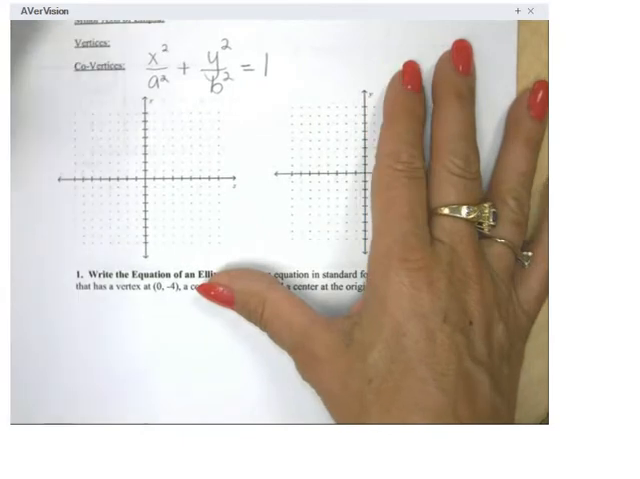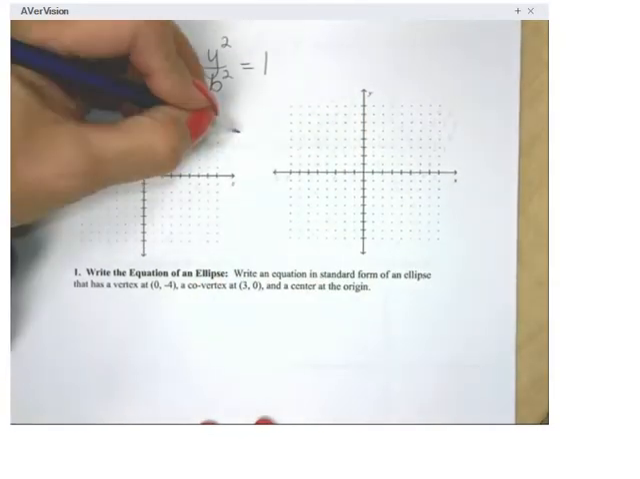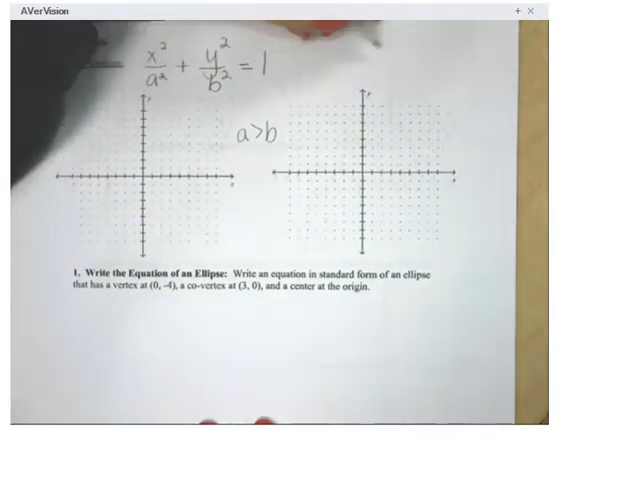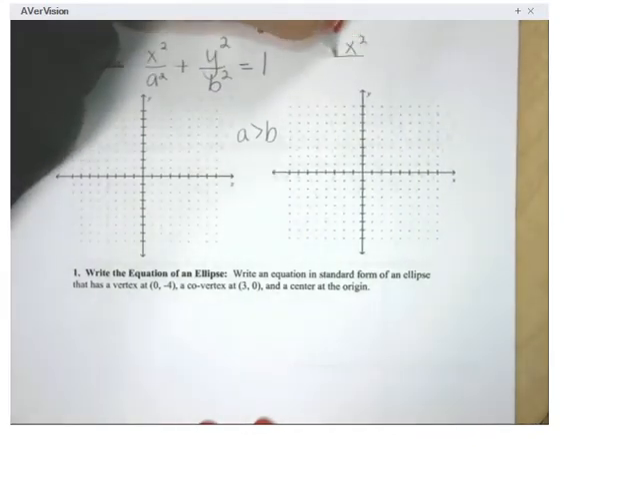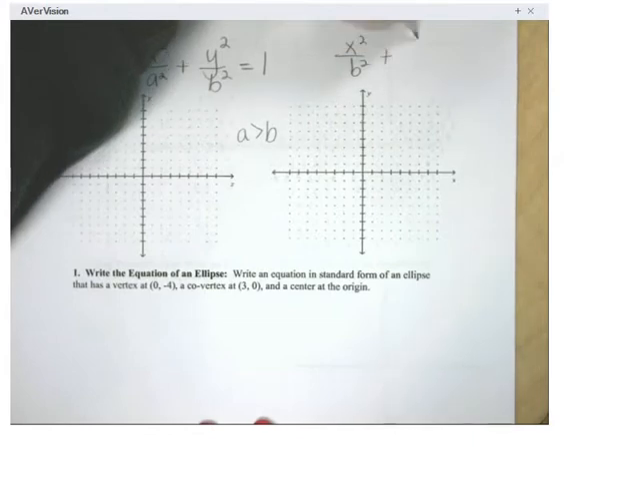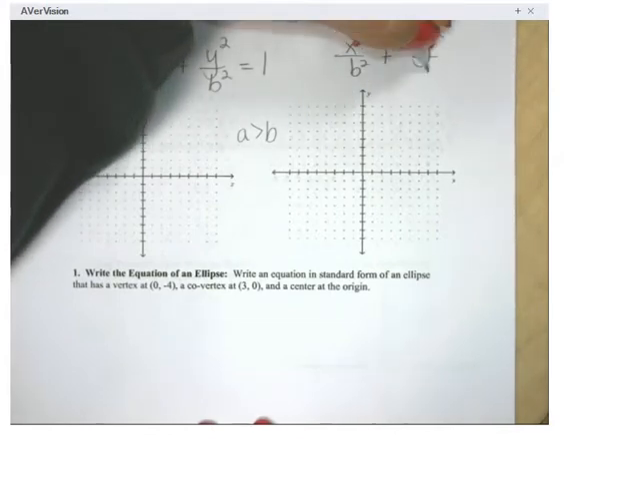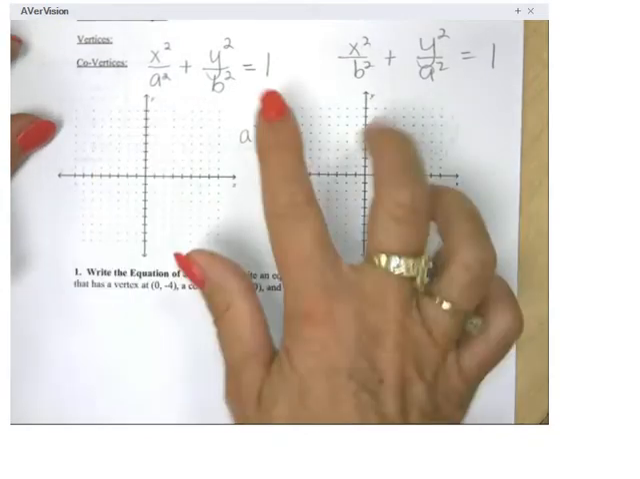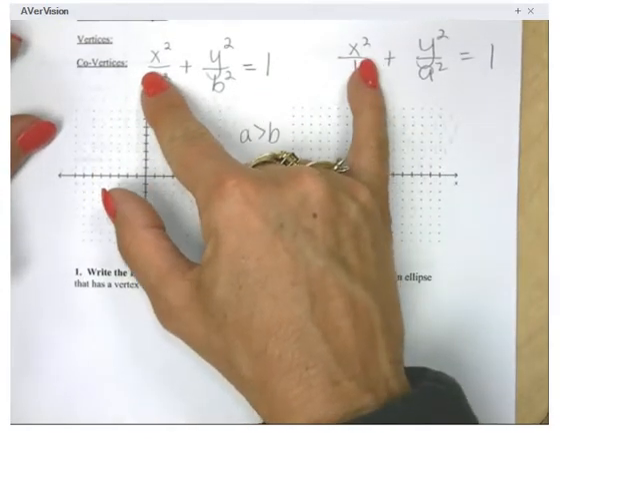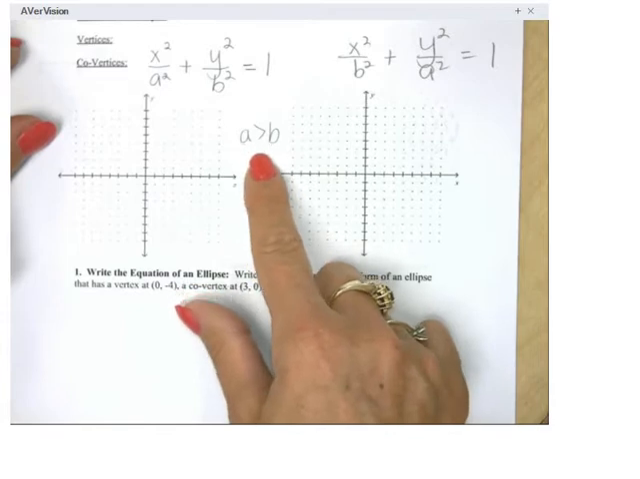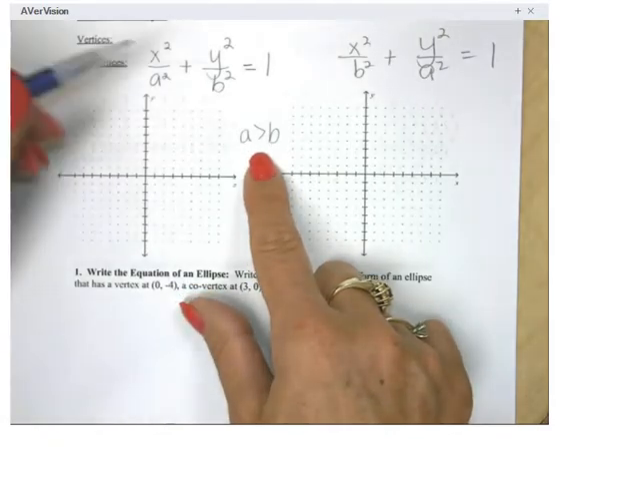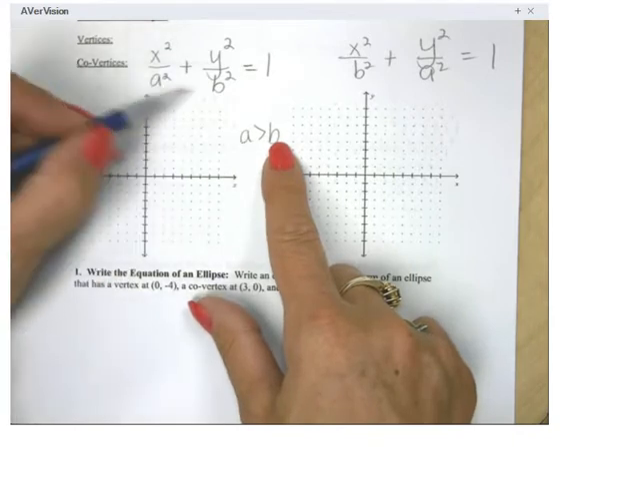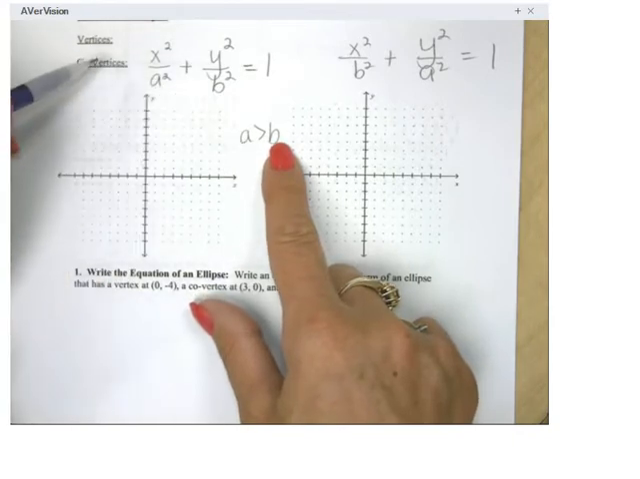And in this case, we will always have a larger than b. We can also have x squared over b squared plus y squared over a squared equaling 1. But our standard form that we're going to use will always have the x terms at the beginning. And remember, a is always larger than b. If a and b are equal, we actually have a circle. And we won't write it in this form with them in the denominator. We'll put it in the standard form for a circle.